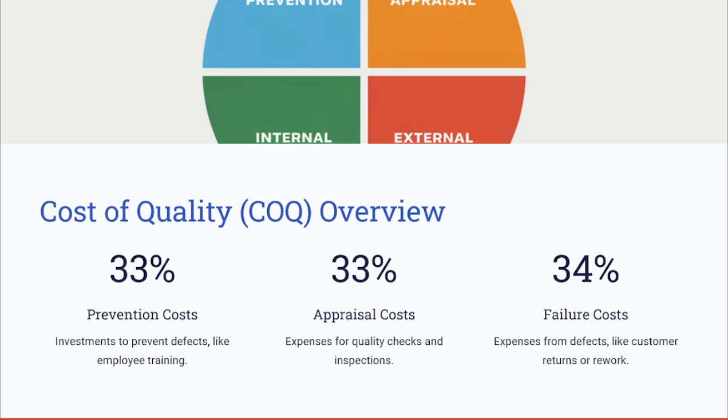The cost of quality is a framework that highlights the financial impact of quality management. It includes the prevention, appraisal, and failure costs. As you can see, prevention has 33% of the cost, appraisal also has 33% of the quality cost, and the failure cost is the highest, with 34%.